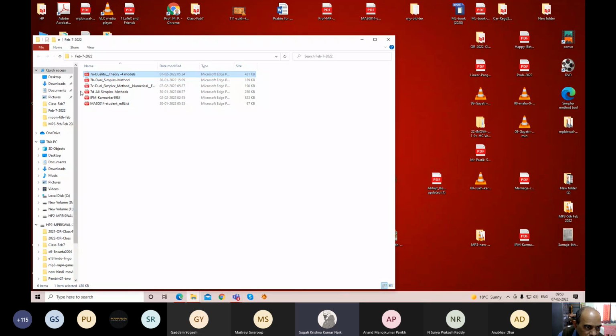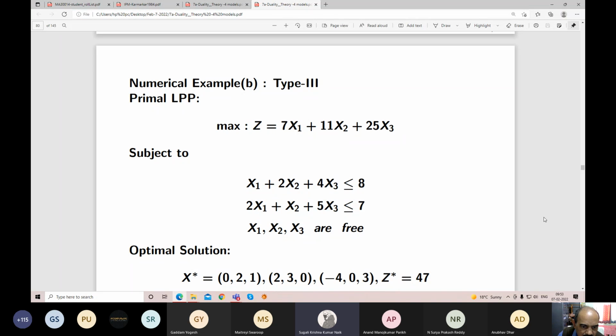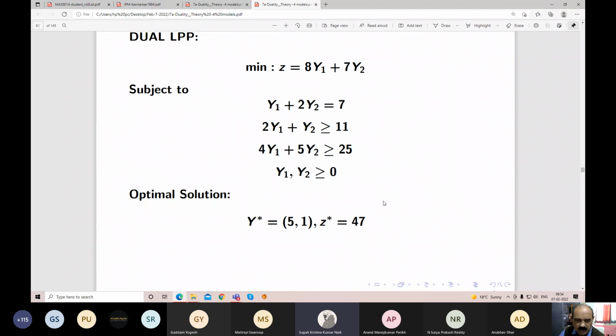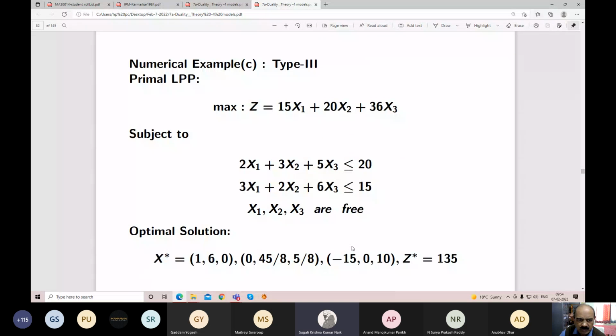Okay. Example 3. This is the example B, type 3. Since x1, x2 are free, I'm getting 3 points. Z star is 47. It has infinitely many solutions. That I'm not talking about. I'm talking only if these are free, then there will be equality constants. Another problem you can see here. They are non-negative, fulfilled. So another problem, C.